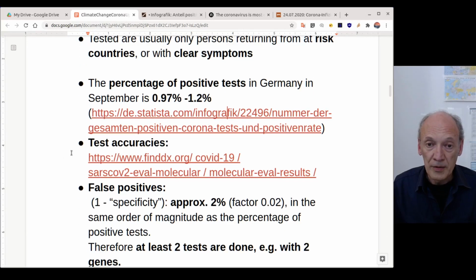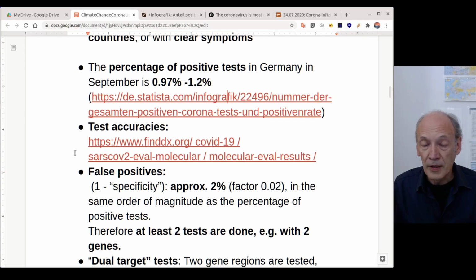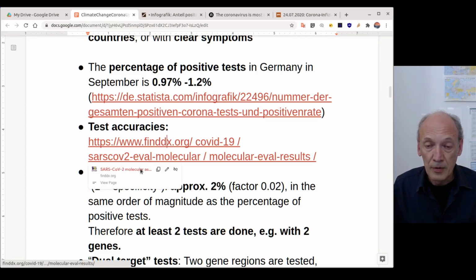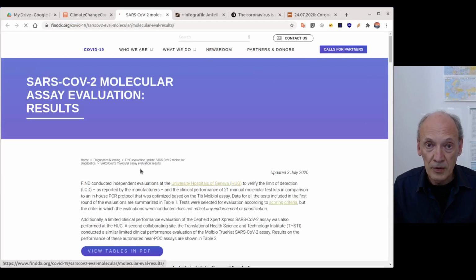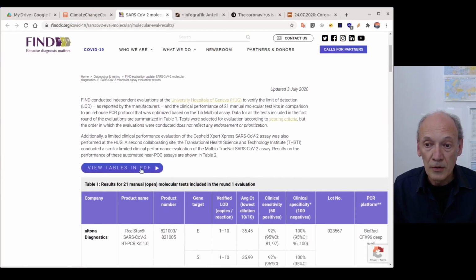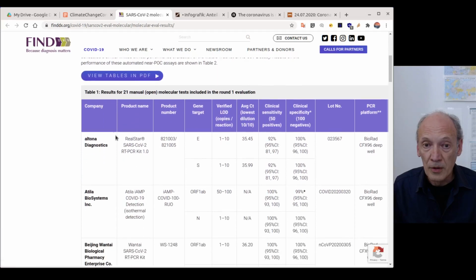So when you look at the test accuracies, we can find how good they are with the false positives and false negatives. So here you can see a table of those test accuracies, and you can scroll down and you can see different tests from different companies, and you can see the sensitivity and here the specificity, and this is connected to the false positives and the false negatives.